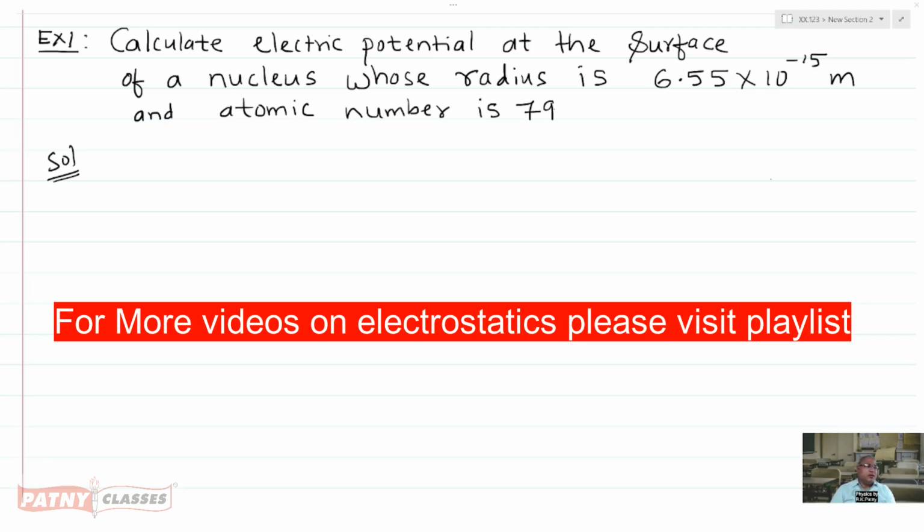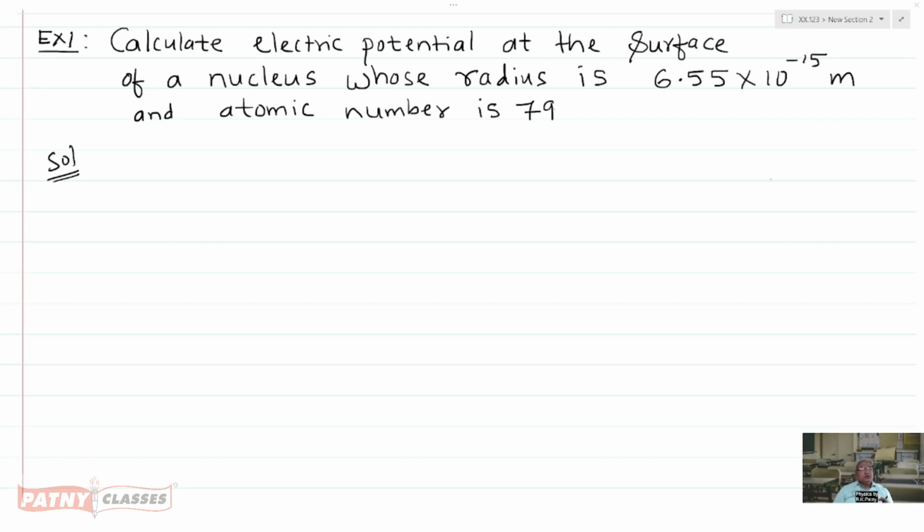Calculate electric potential at the surface of the nucleus whose radius is 6.55 into 10 raised to minus 15 meters and atomic number is 79. So here is an atom and it is a nucleus, and what is the Z value? Z value is 79.